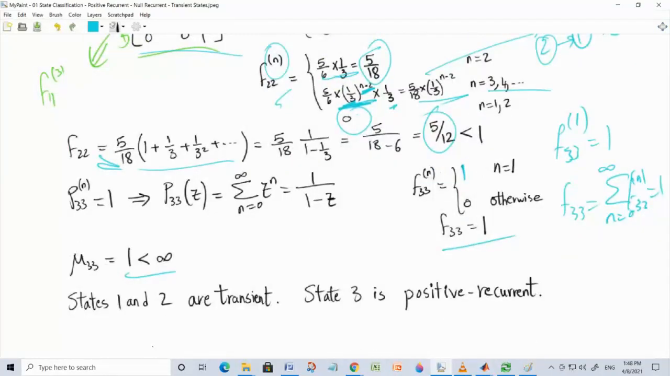Okay, so if we want to do the classification for our simple Markov chain, states 1 and 2 are transient, and state 3 is positive recurrent. Any questions?